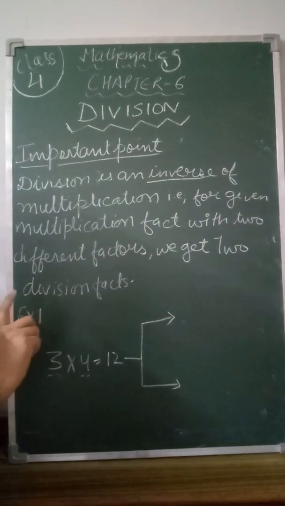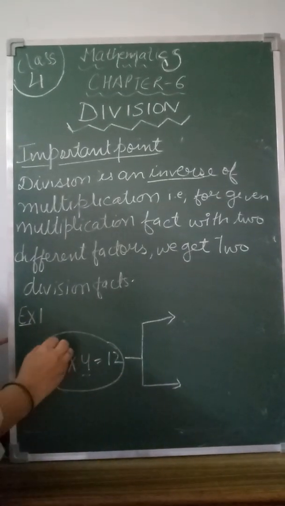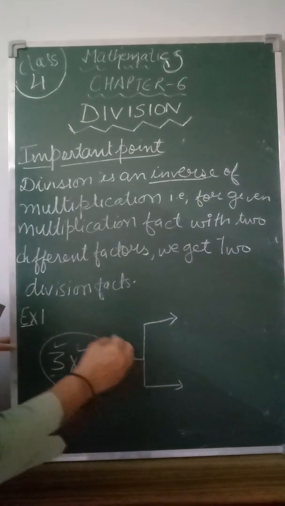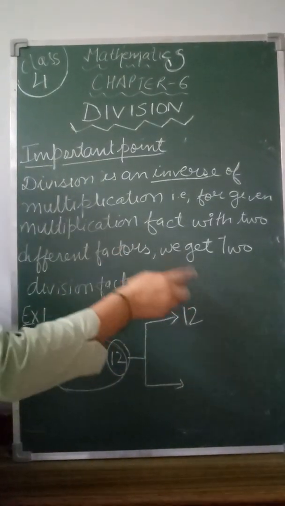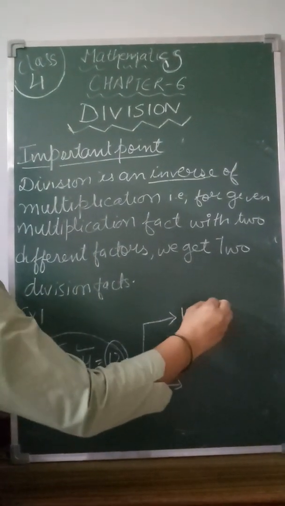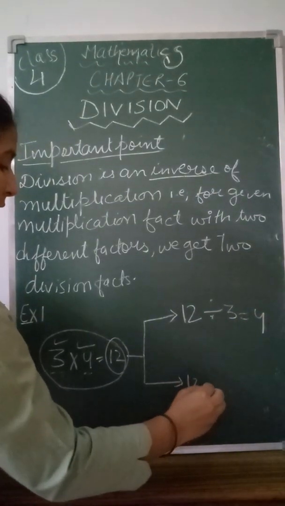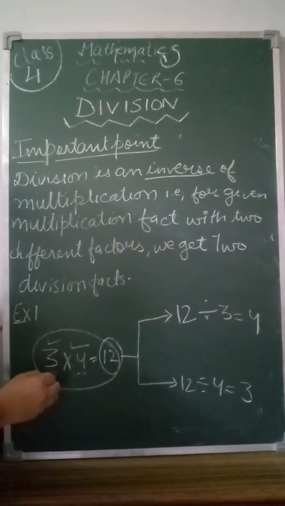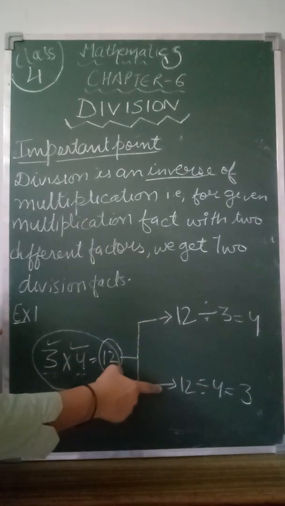We get 2 division facts. So if I have one multiplication fact with two different factors, then I have two division facts. Start with the product. This is a product because in division the product becomes the dividend. 12 divided by 3 equals 4 and 12 divided by 4 equals 3. If you have one multiplication fact, then you can form two division facts like this.